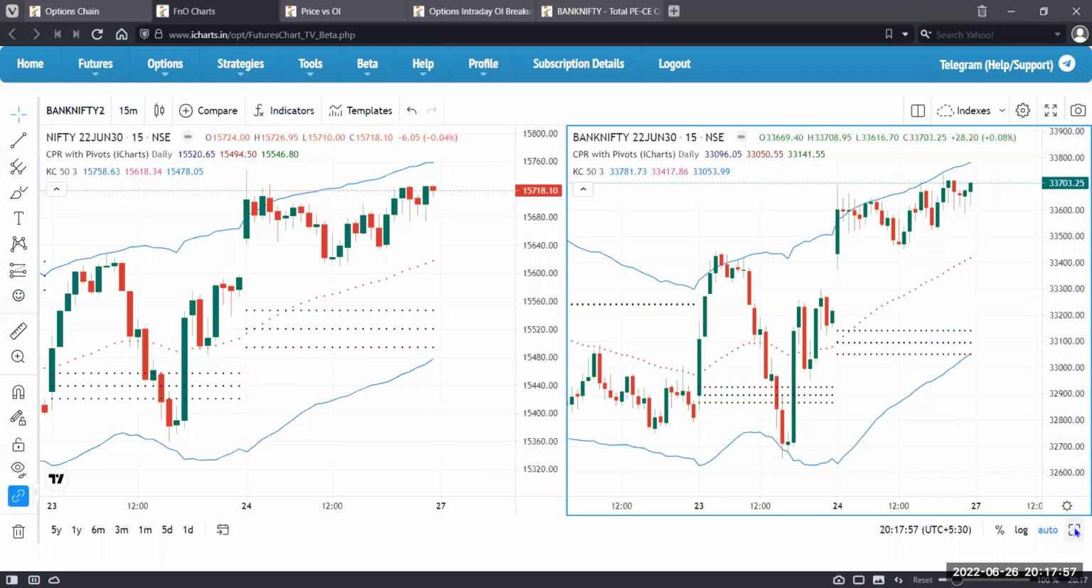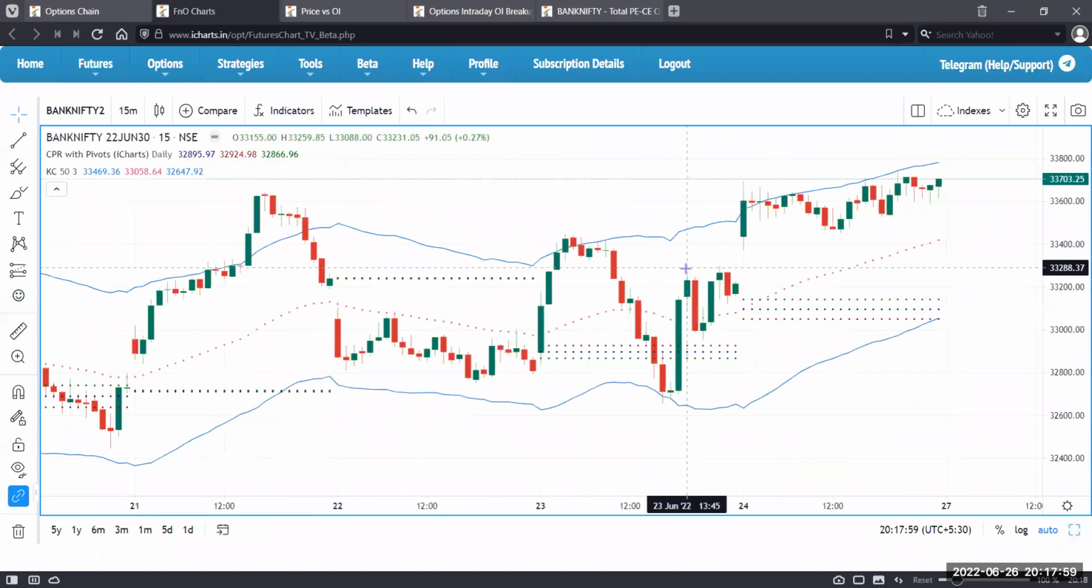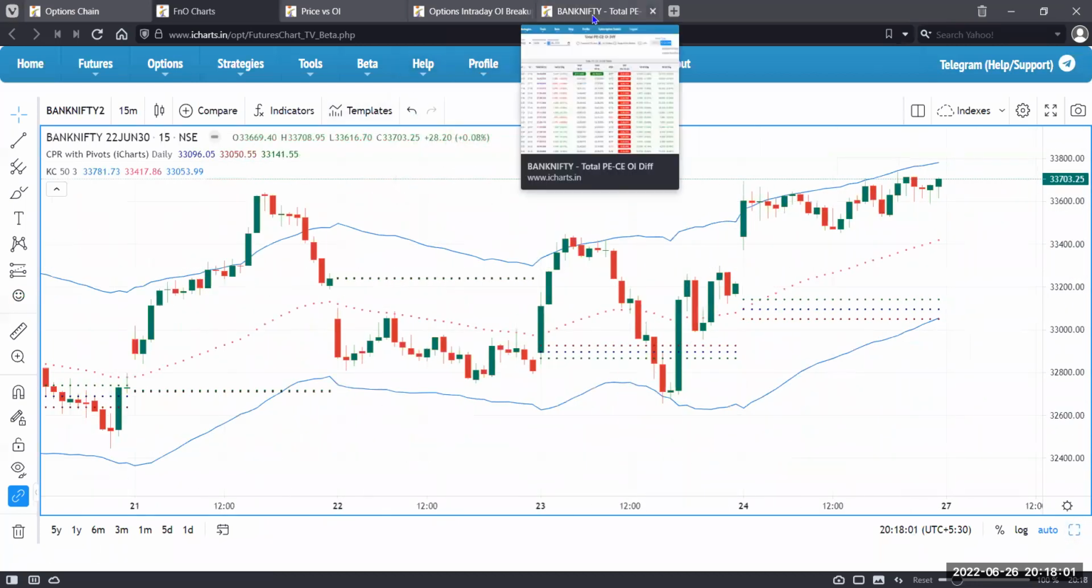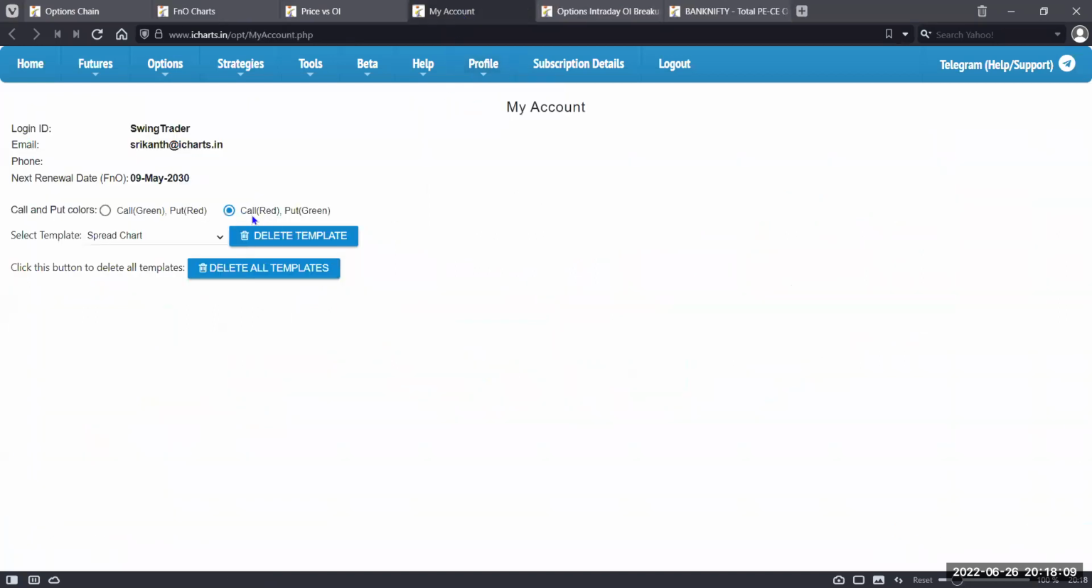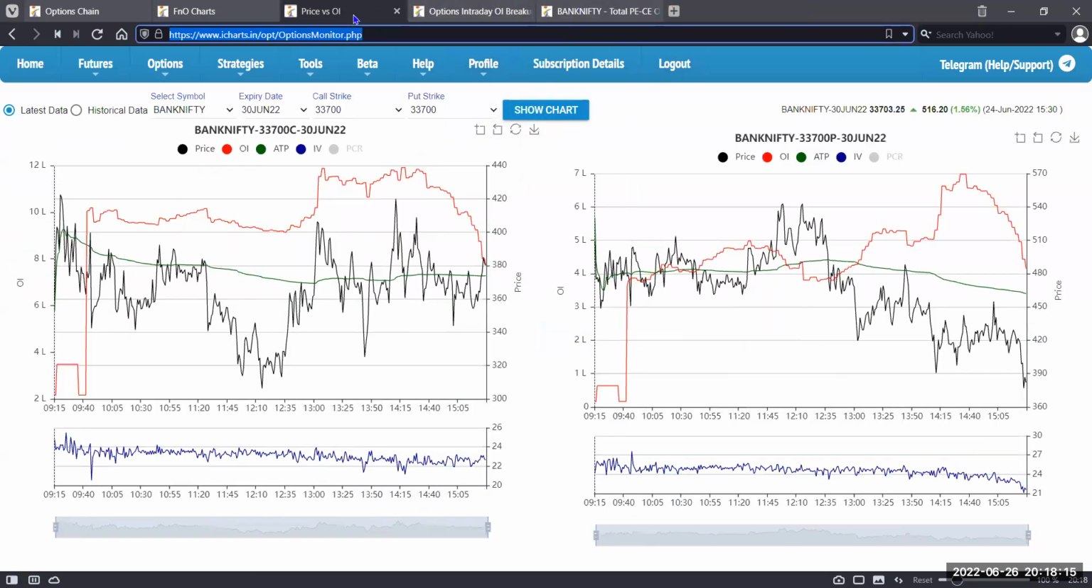Is it possible to change that color, sir? In my chart, C is in green color and P is in red color. Yeah, you can do that. Go to profile, my account. Here, change this. Okay, change it to this, you will get it. Okay, thank you.